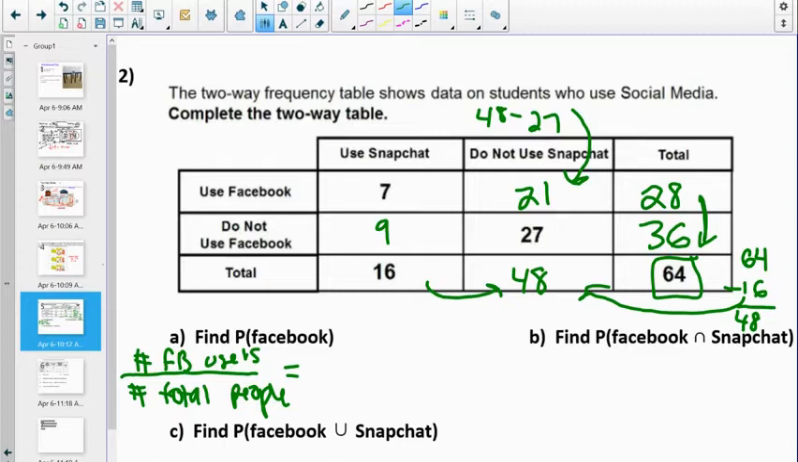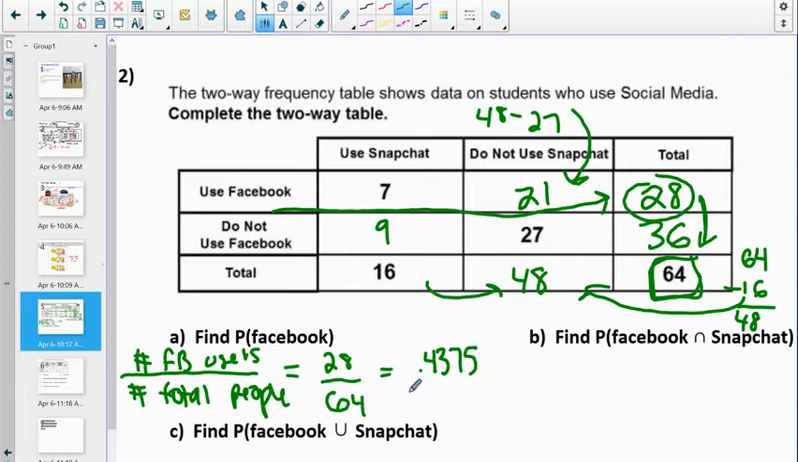So number of Facebook users total, we have 28. That's where I got this number from, because it's the total, if you draw an arrow all the way over, Facebook users, and divide it by the total number of people, which is that 64 here at the very bottom corner. And that is going to be 0.4375, which is pretty close to, if you round up and move your decimal place over, 44%.